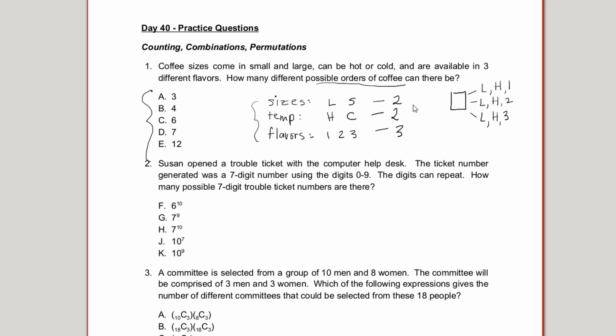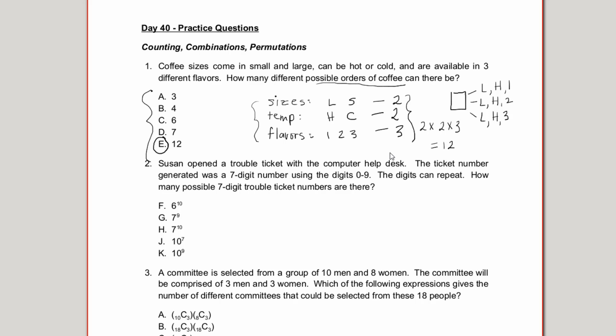So when we're coming up with different orderings, all we really have to do is look at the number of different ways for each option, and we will multiply these together. So we'll do 2 times 2 times 3, which turns out to be 12. So that is answer choice E. There are 12 different possible orders for coffee.